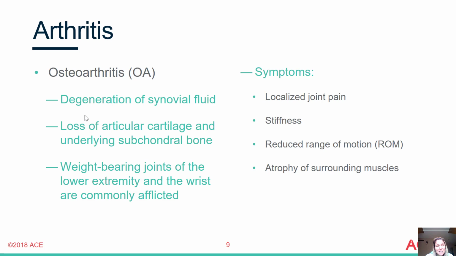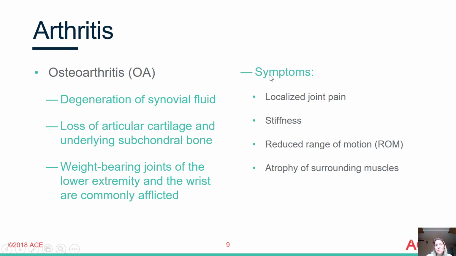What it is, it's the degeneration of the synovial fluid that surrounds the joint. It's kind of that protective fluid that surrounds our joints, but we tend to lose that. So we're having more of a bone-on-bone type of situation, which can be very painful. It usually affects the weight-bearing joints of the lower extremity. So the knees, the hips, the ankle, and even the wrist are the more common areas that are affected.